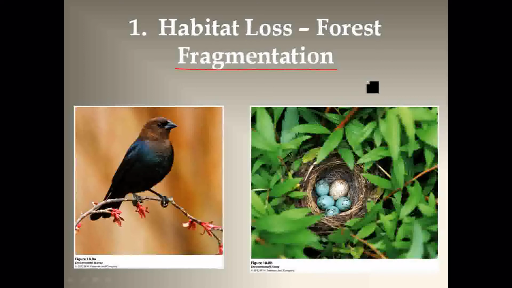But this fragmentation causes damage to species. Some species just cannot move. Something as simple as a road will keep them penned in and keep them from being able to spread out like they used to be able to before we did the fragmentation by building a road in the woods or something like that.